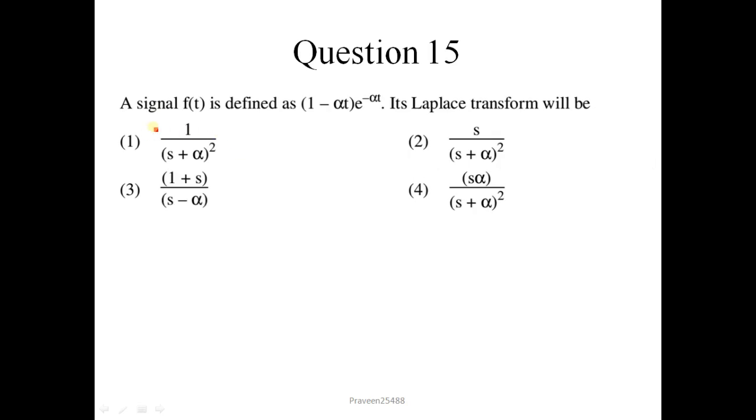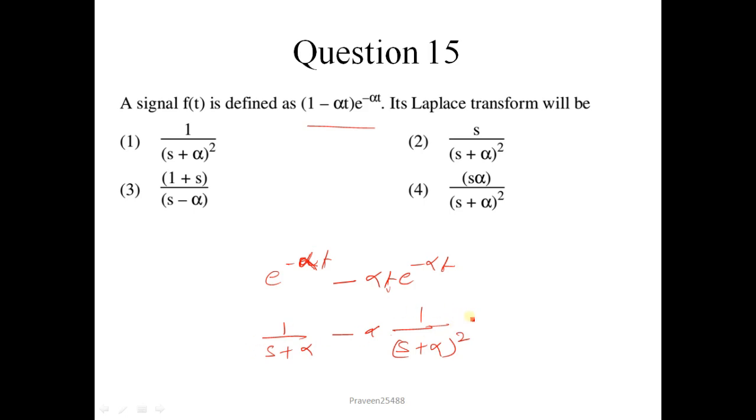Question number 15. A signal f of t is defined as (1 minus alpha t) e to the power minus alpha t. Its Laplace transform will be? So first I will distribute this given signal f of t, which is e to the power minus alpha t minus alpha t e to the power minus alpha t. So the Laplace transform of e to the power minus alpha t is 1 upon s plus alpha, minus, here alpha is the constant, and multiplying by t will give the expression 1 upon s plus alpha whole square.